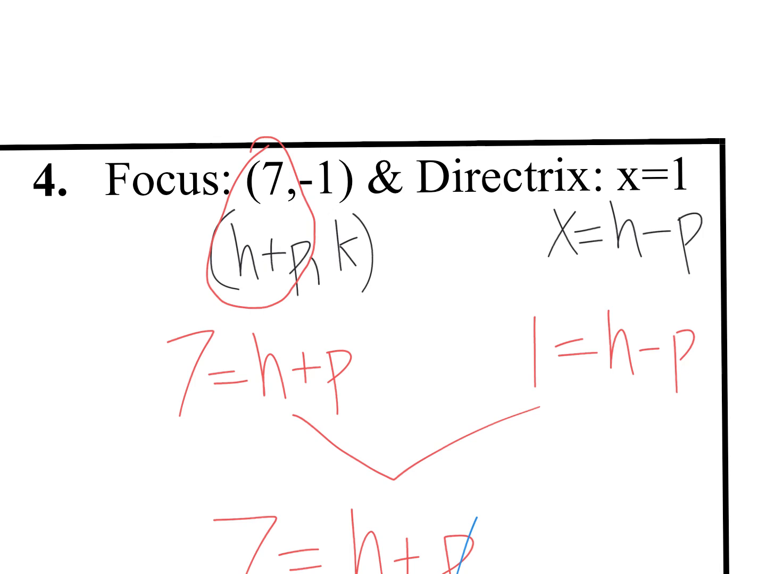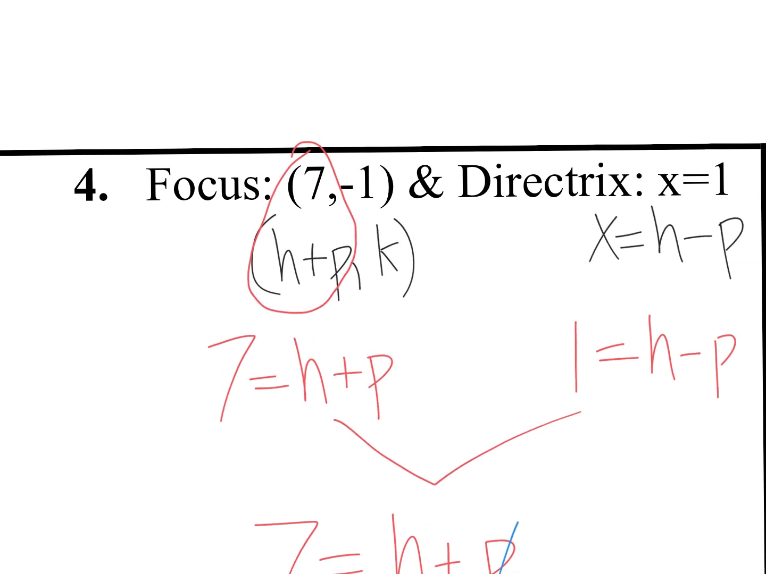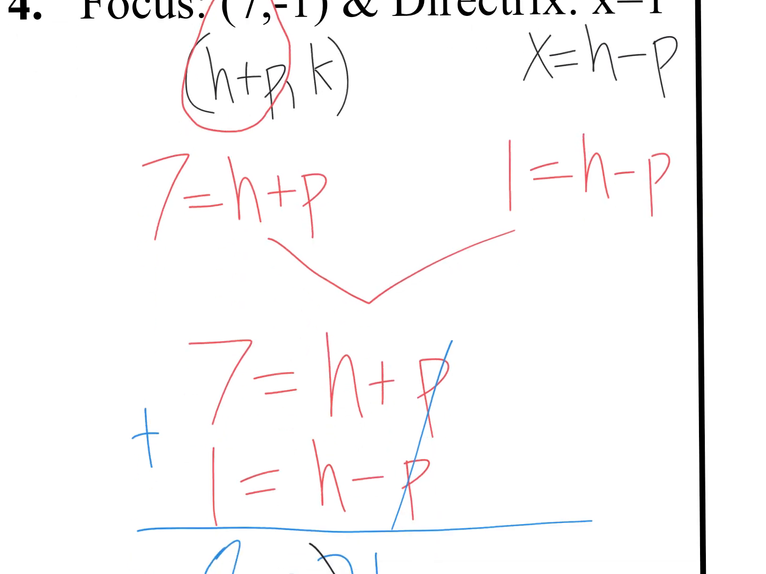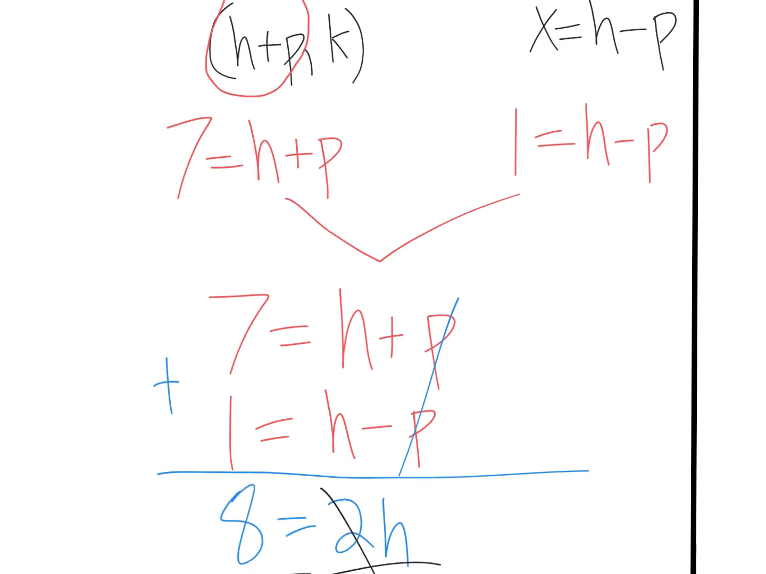And then I have my directrix. That formula is h minus p. So I don't know what p is yet, and I don't know what h is yet. All I really know is that k is -1. So this is just like the previous example. I can make a system of equations. I know that the directrix is x equals 1, so 1 equals h minus p. I know that the focus is 7 in the x coordinate, and that's figured out by doing h plus p. So I stack those on top of each other: 7 equals h plus p, 1 equals h minus p.